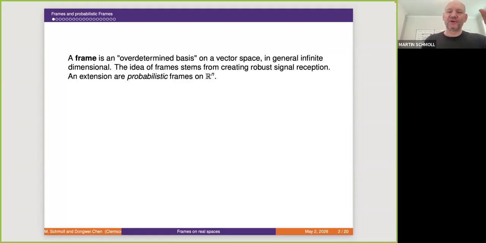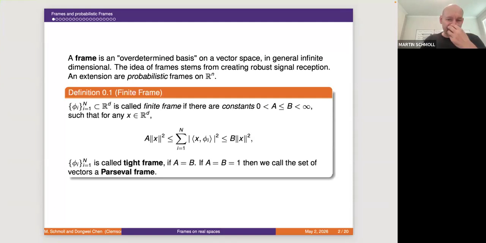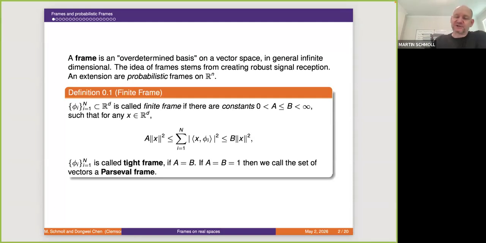Okay, and I'm going to look for those guys who are on Rn. I mean, these things have been done for Hilbert spaces, for example, infinite dimensional spaces. So this is basically a finite dimensional one, and that's good enough for us. And we want to look at something which is more general than a frame or some extension of it.